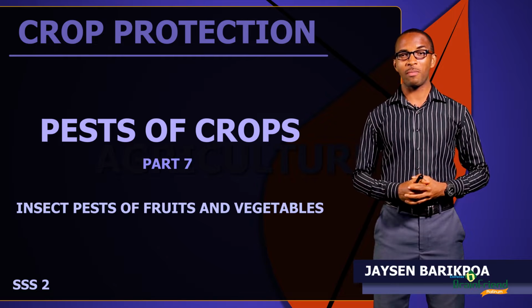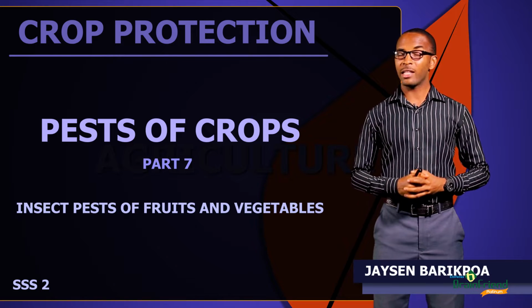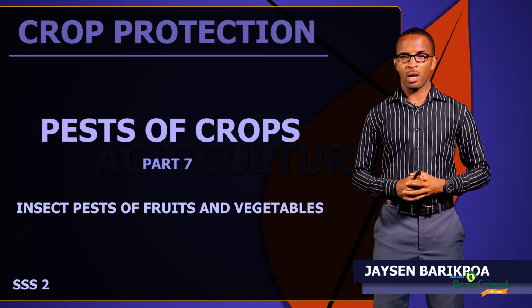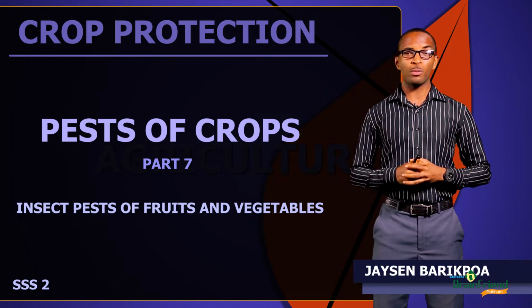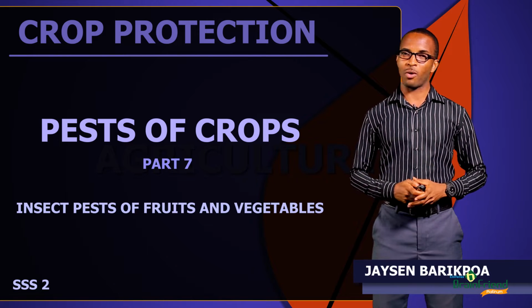Our topic still remains pest of crops, and this is part 7 of it. In this part, we'll be talking about insect pests that attack fruits and vegetable crops. Our theme remains crop protection, and my name still remains Jason Barikmoa.